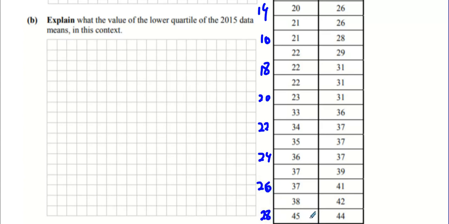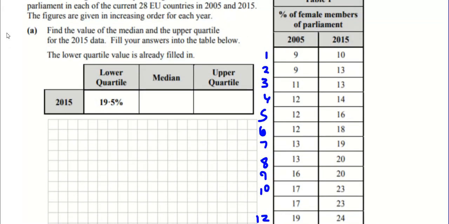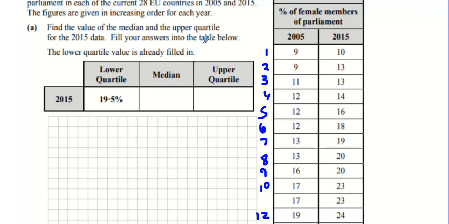So one country has 45 female members in 2005, and then 44 in 2015. Another country had 21 female members in 2005, and then 28 female members in 2015. That's basically how this graph works, okay? So, find the value of the median and upper quartile for the 2015 data.